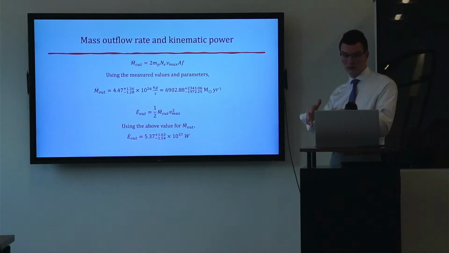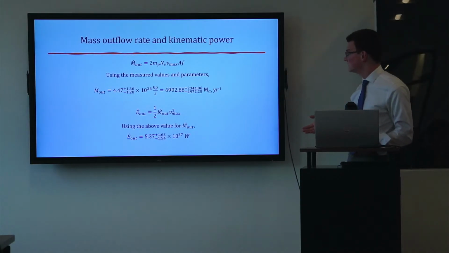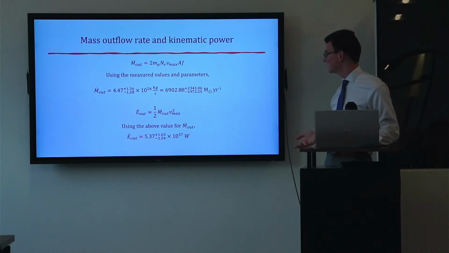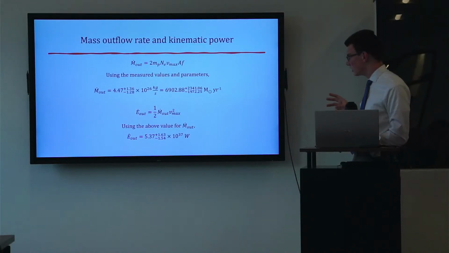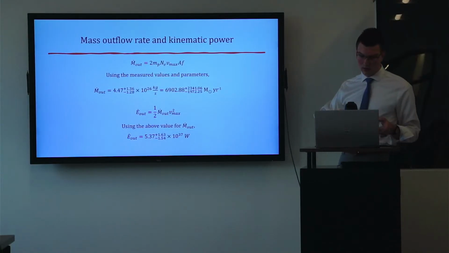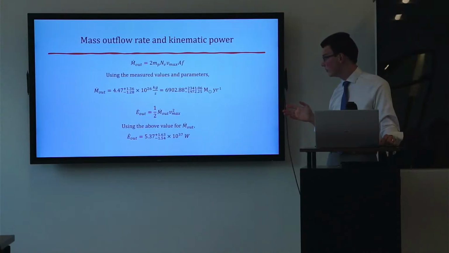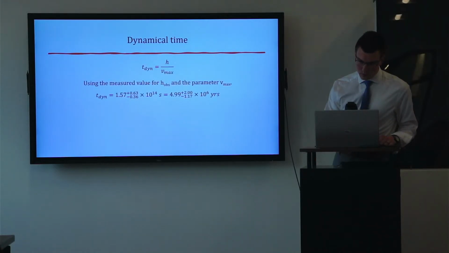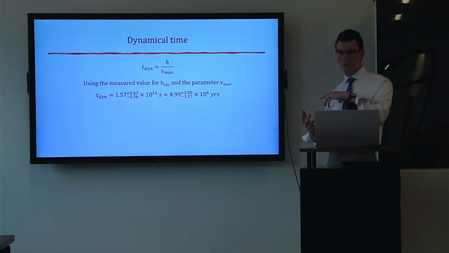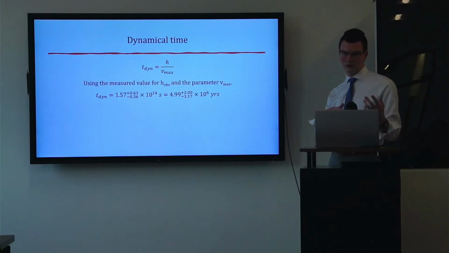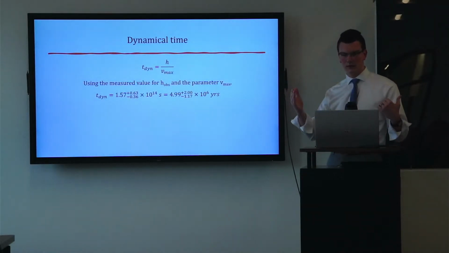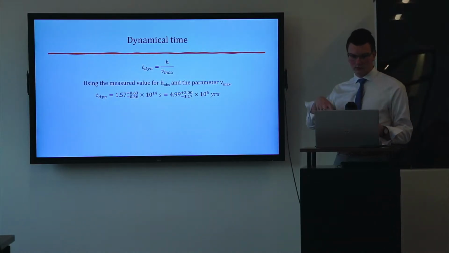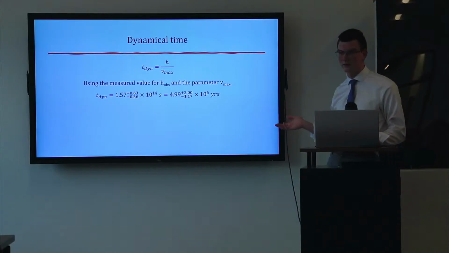So with my values plugged in, I got 4.47 times 10 to the 26 kilograms per second, which is about 6,902 solar masses per year. And then plugging that into the equation for the kinematic power of the outflow, I got a value of about 5.37 times 10 to the 37 watts. And then for the dynamical time, just plugging in this basic kinematic equation for the relation of time, distance and speed, rearranging that and plugging in the height, which is going to be the farthest distance that the gas has traveled, and then the maximum velocity, you can get the time, which is about 4.9 million years.